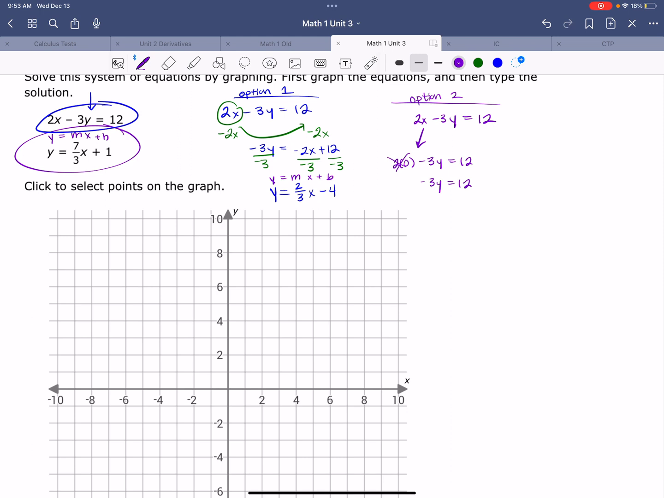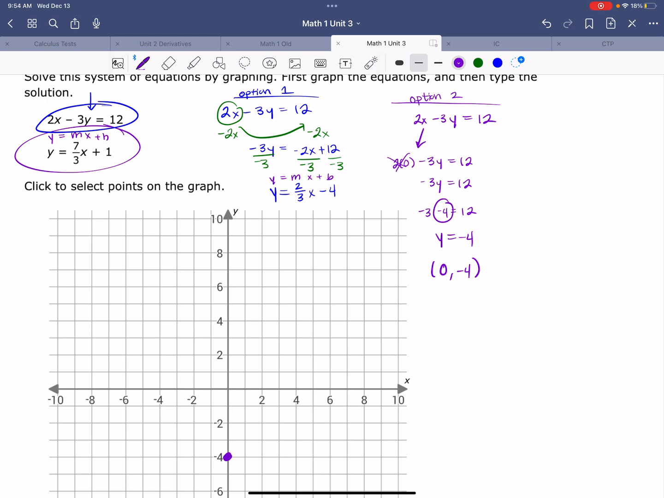y would have to be negative 4. Negative 3 times negative 4 gives me that positive 12. So I know y is equal to negative 4. You've just found a coordinate of the equation 2x minus 3y equals 12. That coordinate is when you plugged in 0 for x, you got out a negative 4. So you can go ahead and plot that on your graph.